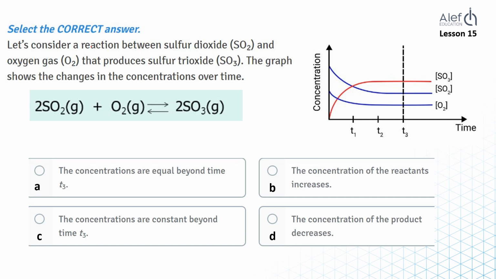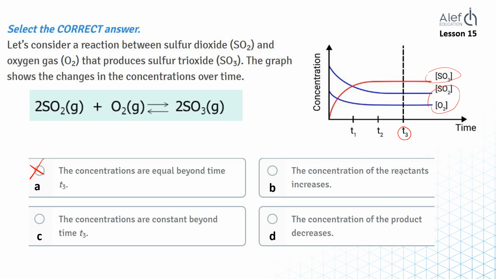Okay, so have a look at this graph and then choose the correct sentence that describes this, or correct statement that describes this graph. So you have two reactants here in blue and one product in red, as you can see. The concentrations are equal beyond time 3. So this is time 3. يقول لك إن concentrations حق المتفاعلات والنواتج متساوية بعد time 3. Are these equal? No, they are not equal, guys.